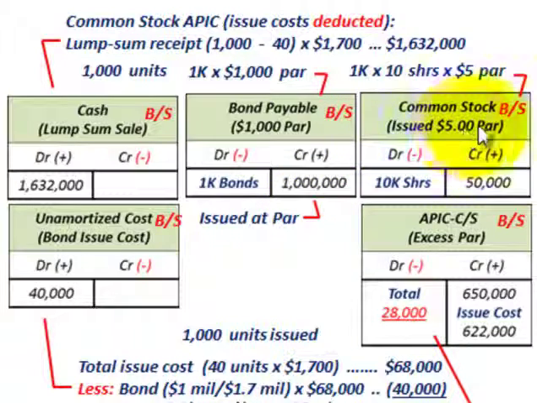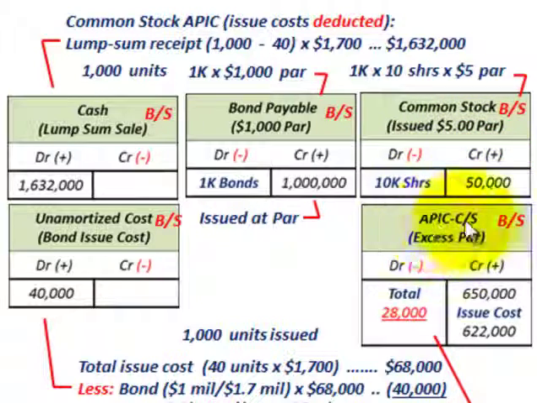Now, moving over to our common stock, our equity account on our balance sheet. Again, the par amount is easy to calculate. Those were 10 shares per unit sold. There were 1,000 units sold. 1,000 units, 10 shares per unit, $5 par value. So we credit our common stock for $50,000.